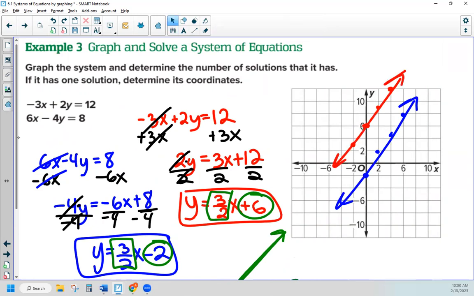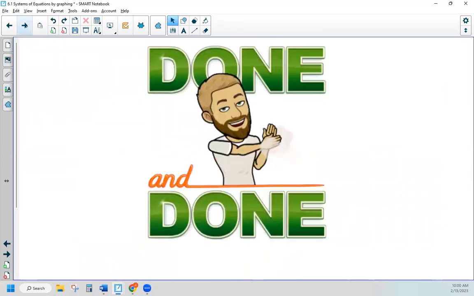And there we have it, guys. We are done with today's simple, very simple lesson. I hope that this was not too easy for your brain. And just get ready for our practice problems coming up next.